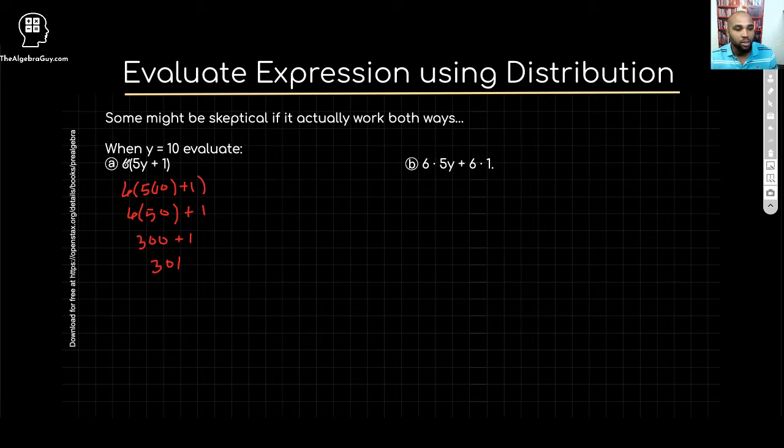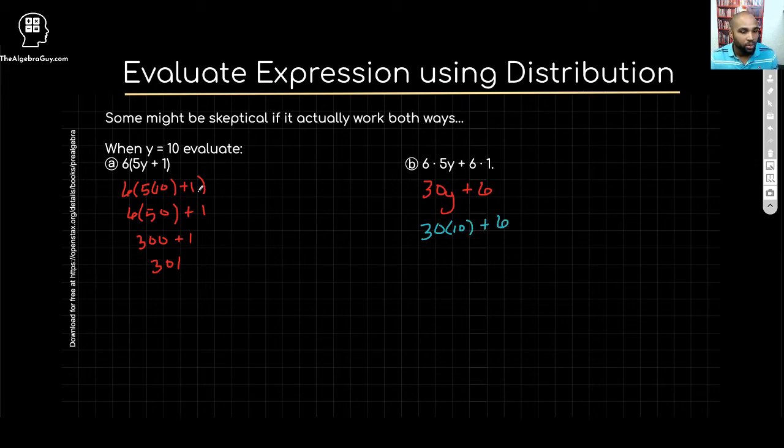If I would have distributed, it gets 6 times 5y. It gives me 30y here. 6 times 5y is 30y. And then 6 times 1 right here is just 6. So plus 6. Now let's put the 10 in where the y is: 30 times 10 plus 6.